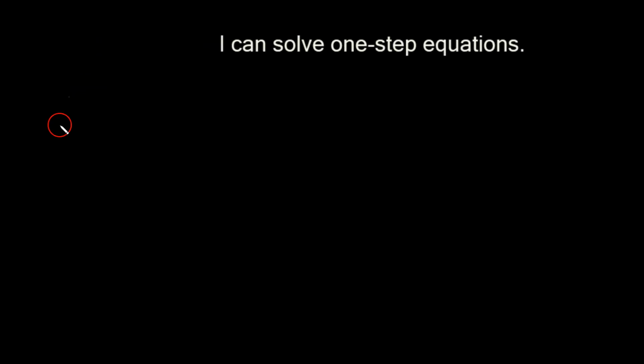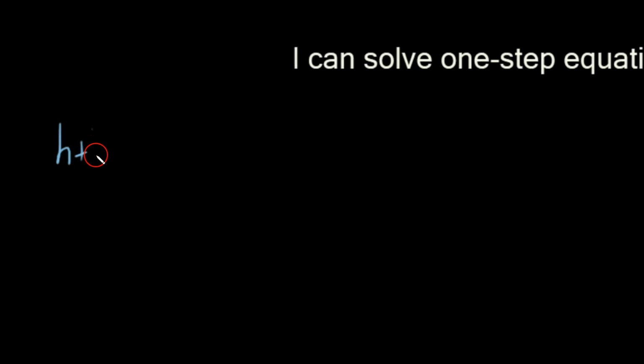Hello mathematicians, I hope by the end of this video you can say I can solve one-step equations. So say we have the equation right here. Say we're to have h plus 2 equals 7. So what we want to do is we want to get h by itself. And by itself I mean by itself on the side of the equal sign that it is.